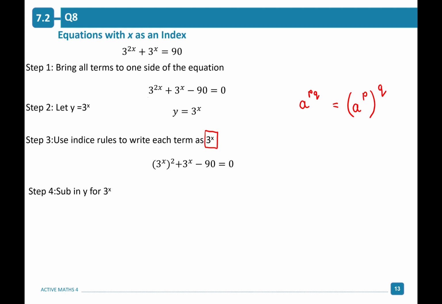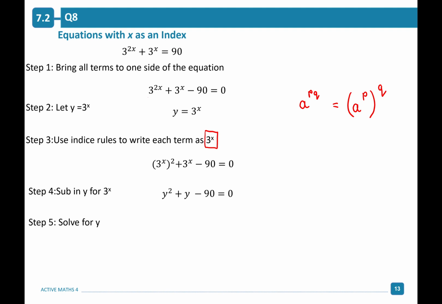From here, wherever you see 3 to the power of x, substitute in y. We're left with y squared plus y minus 90 equals 0. You will be left with that quadratic equation here. That's what you're trying to get: a simple quadratic equation that you can solve. So we have y squared plus y minus 90, and we are now going to solve for y.